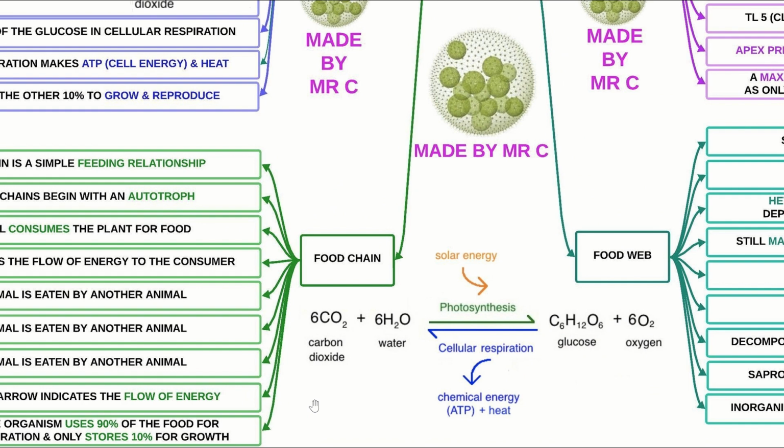Here we've got a diagram that shows the relationship between photosynthesis and cellular respiration. In photosynthesis, there's an input of energy in solar energy, and in cellular respiration, there's an output of energy as ATP and heat. Energy is not recycled in food chains and food webs. It comes in and leaves.